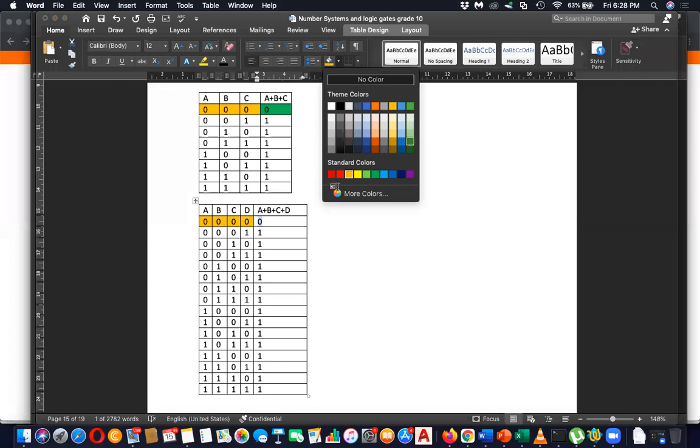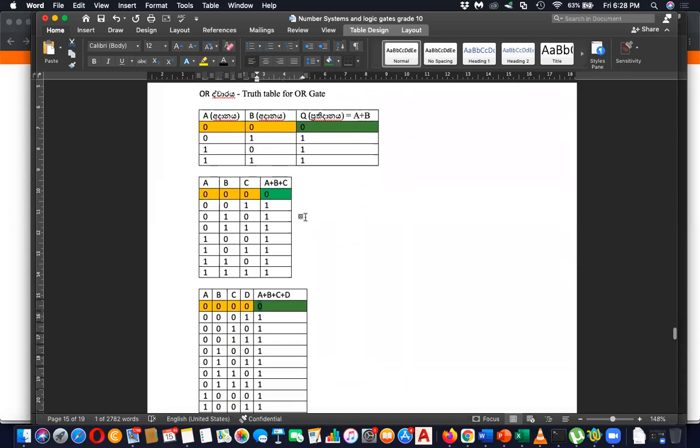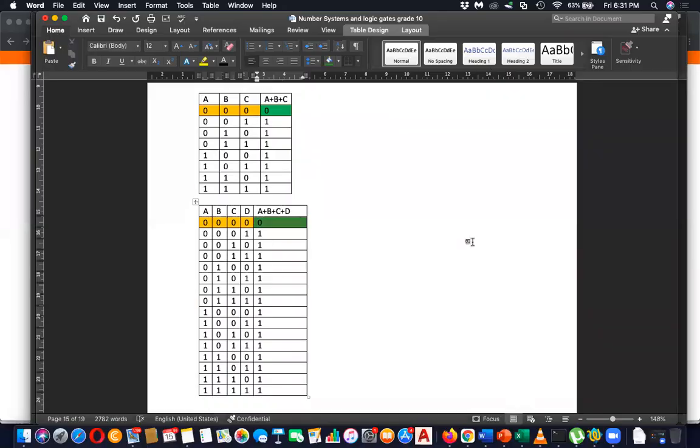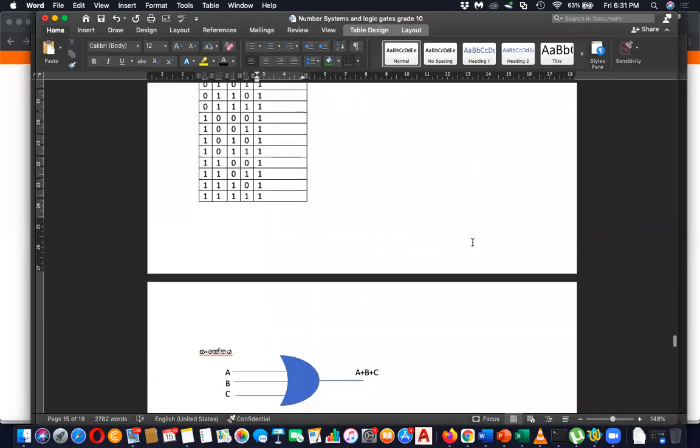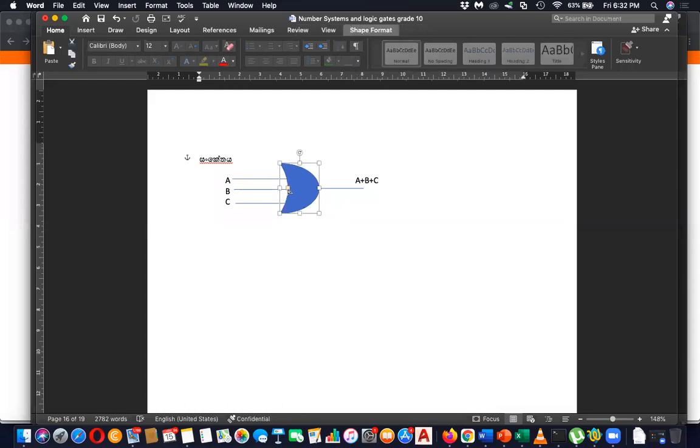Not just this one, right? So please draw all the 4 truth tables. This is truth table 1 for 2 inputs, 3 inputs, and 4 inputs. Please draw all 3. What is the symbol of the OR gate? It's like an O, R is like half a moon or quarter moon, whatever, you can tell anything. So this is the symbol for OR gate.